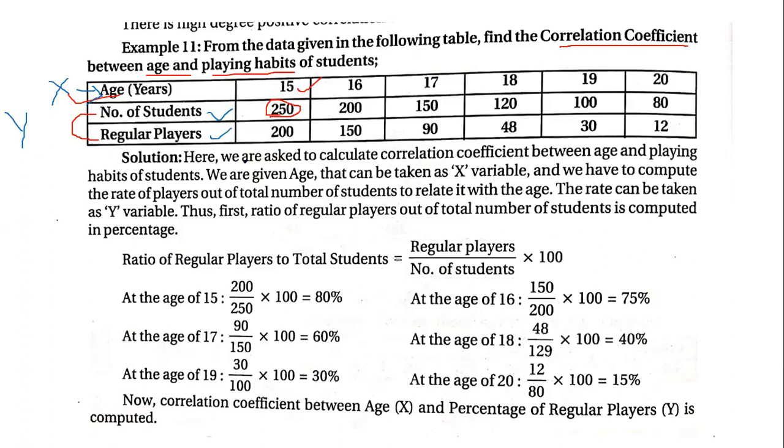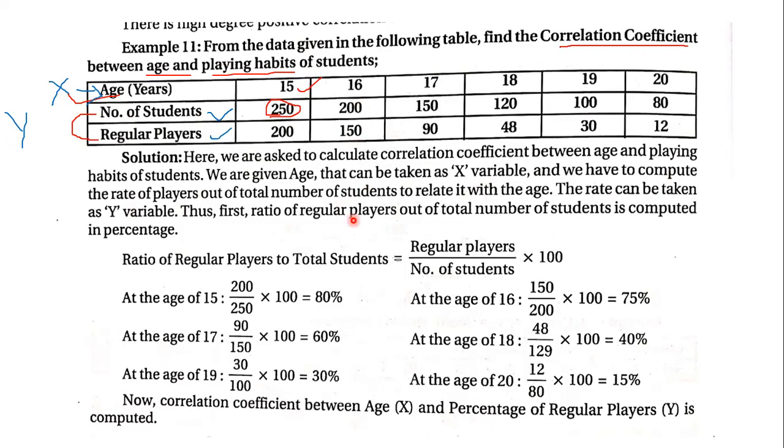So let's see the note given here. Here we are asked to calculate correlation coefficient between age and playing habits of students. We are given age that can be taken as x variable, and we have to compute the rate of players out of total number of students to relate with the age. So with these two data, we are going to find out how many people have playing habits. They're only talking about playing habits. If you see the difference here, the other 50 students do not have playing habits. Other 50 students here also don't have playing habits. So we will leave them.